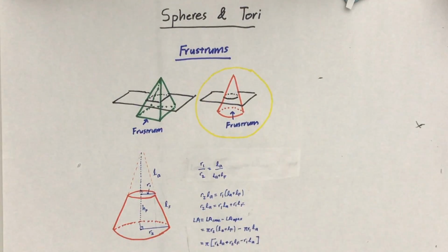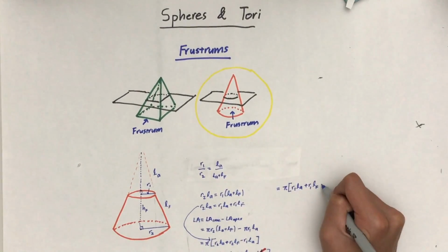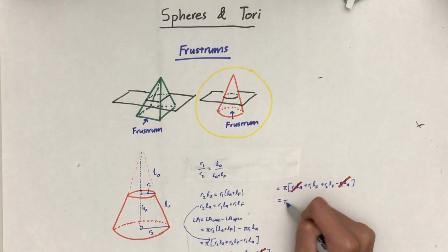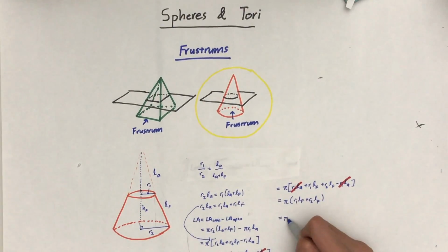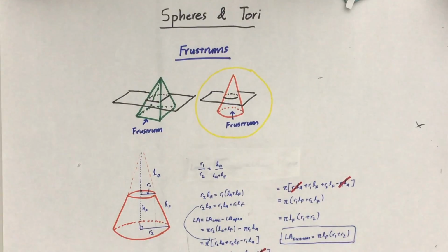Now, we already figured out before that R2LA is equal to R1LA plus R1LF. So we can substitute that in, the R1LAs cancel out, and we're left with pi times R1LF plus R2LF. You can factor out the LF and get pi times LF times (R1 plus R2), or pi times the slant height of the frustrum times the sum of the two radii.